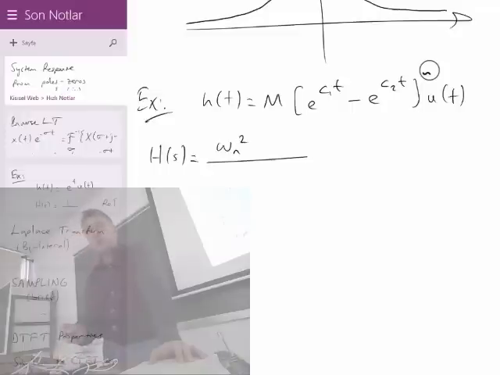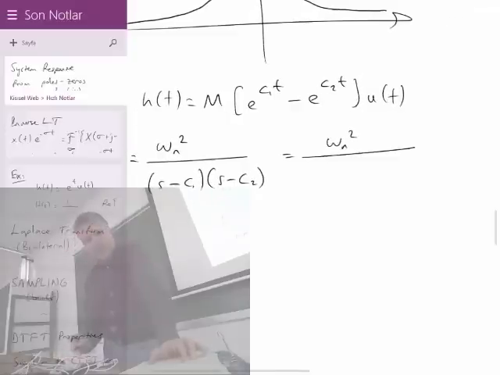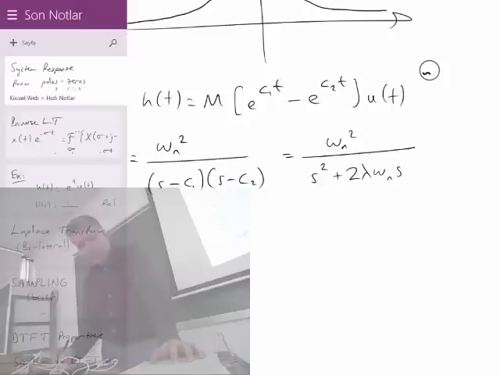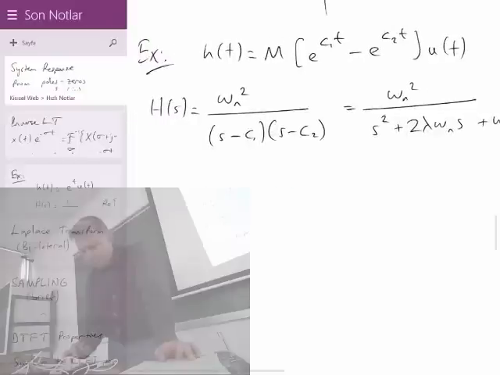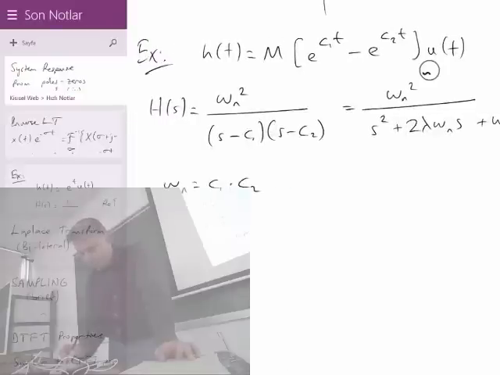Omega n square, which is a scale, by the way. It's not omega that I'm writing. S minus C1, S minus C2, which can equally be written by expanding the denominator to a quadratic formula, S square plus, now I'm going to write it in terms of the parameters, 2 lambda omega n S plus omega n squared. Now you understand what omega n really means here. Omega n is the square root of c1 times c2. So omega n squared is c1 times c2.